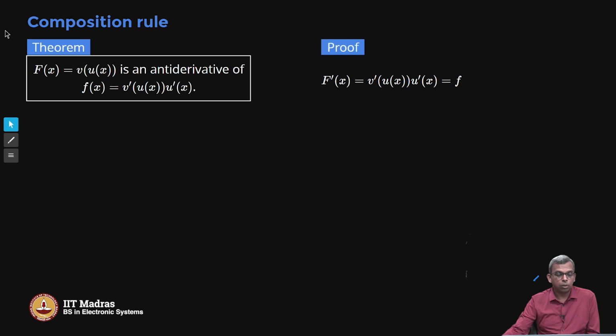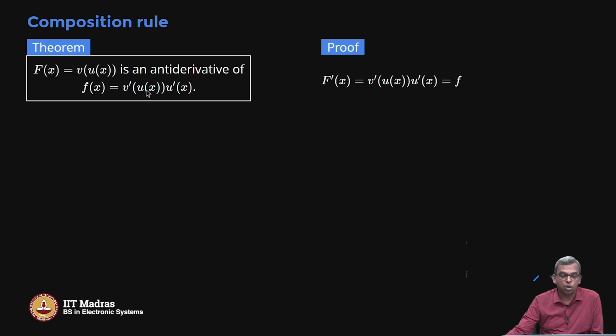Okay, so if you have small f of x which is of this form, v prime of u of x times u prime of x, then capital F of x is simply the composition v of u of x. Okay, so this is the composition rule. Notice here I have found an antiderivative for a specific type of product. See, this is a product of v prime of u of x and u prime of x.